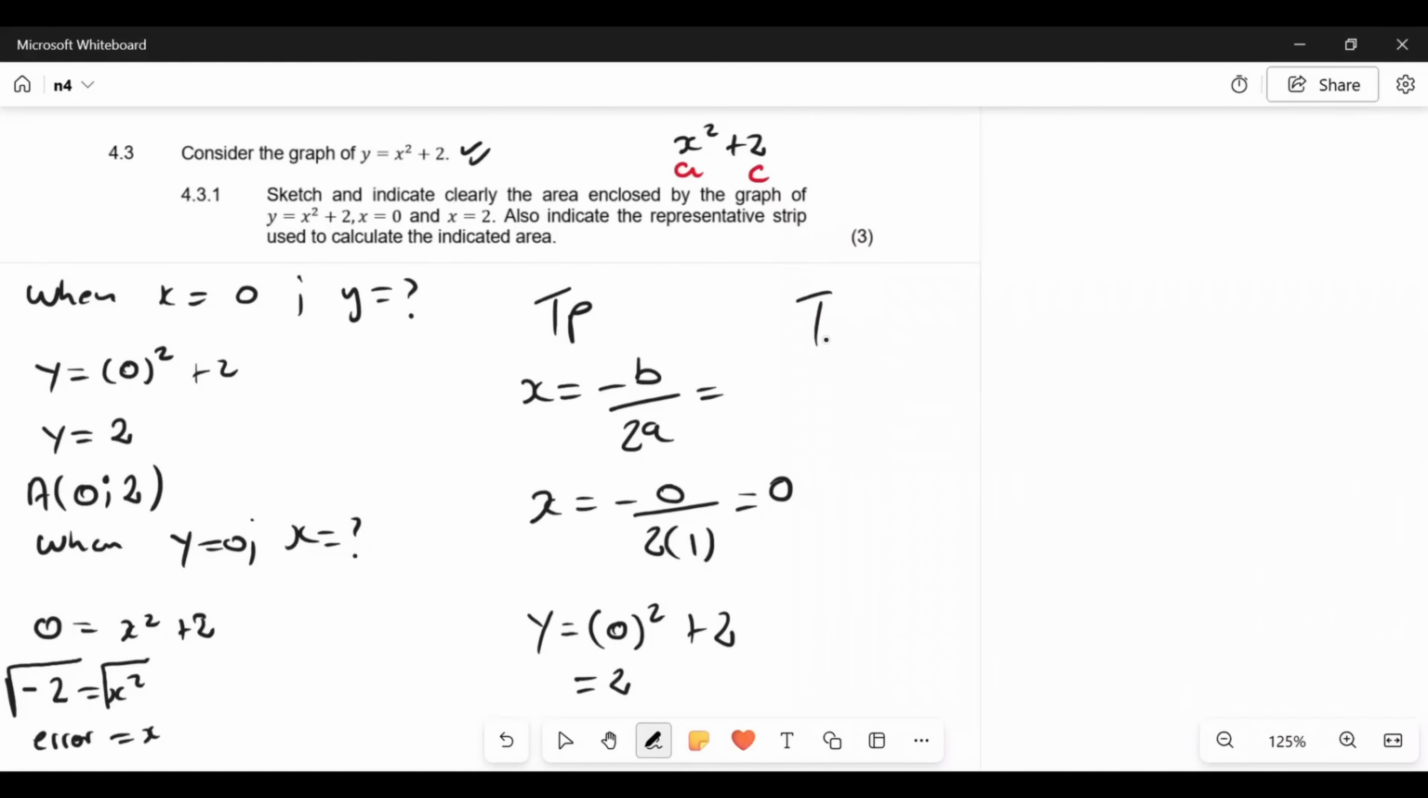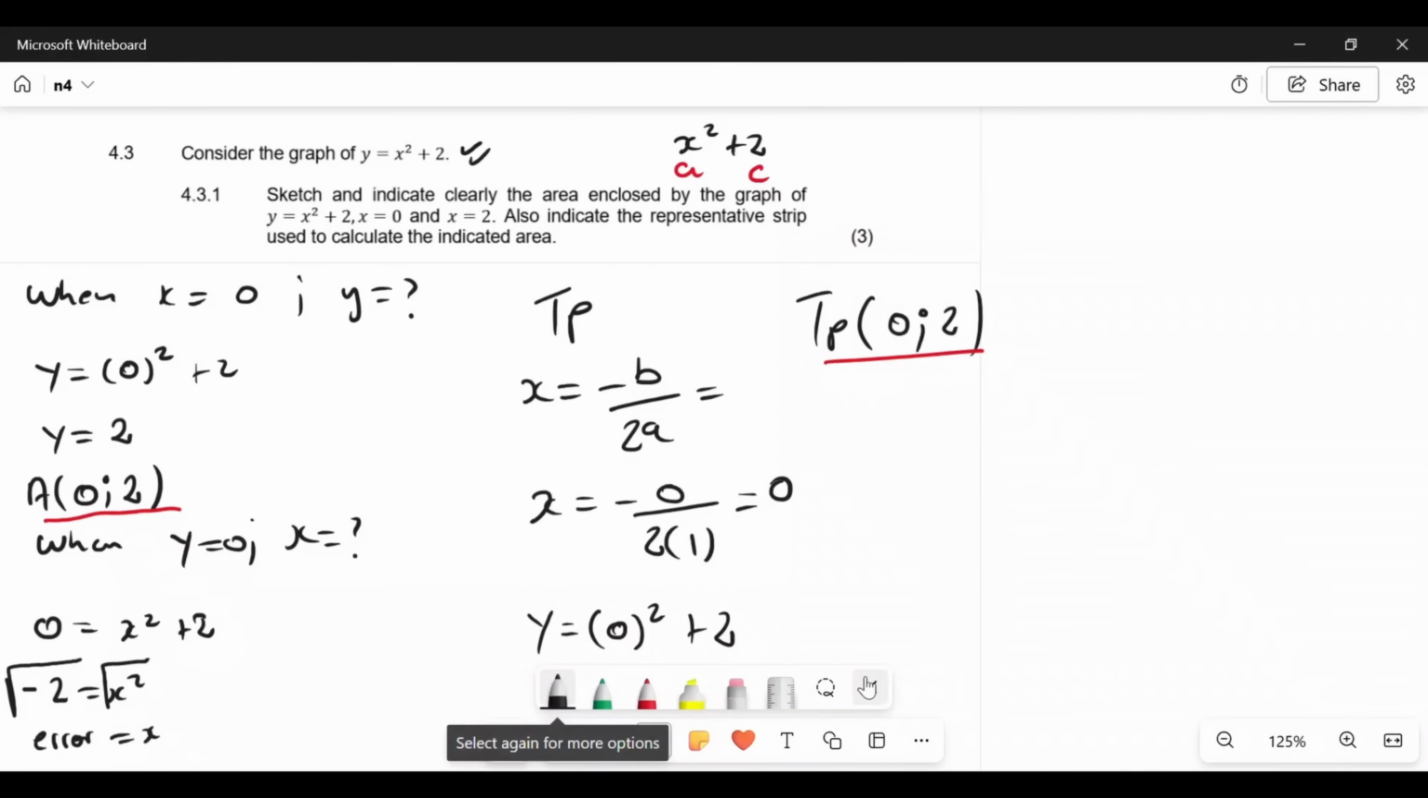So our turning point, the coordinates for the turning point, is actually (0, 2). There we go. Now, if you pay attention, our turning point is the same as our point A there, the y-intercept. So let's draw the graph. With this, we are now able to draw the graph. So I'm going to draw the Cartesian plane here, and then we draw the graph.